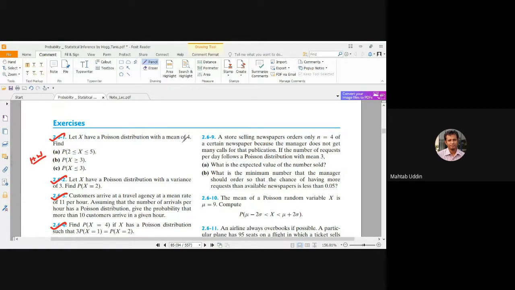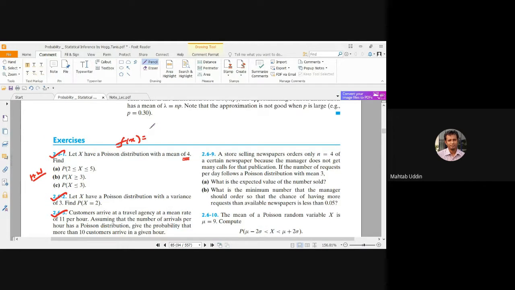Here we are given the Poisson distribution with mean 4. If the mean is 4, then the probability mass function PMF is e to the power minus 4, 4 to the power x by x factorial, where x equals 0, 1, 2, 3, and so on. And this is very simple. The first one is probability 2 to 5. Just add x equal to 2, 3, 4, up to x equal to 5. Just find the probabilities and take the sum.